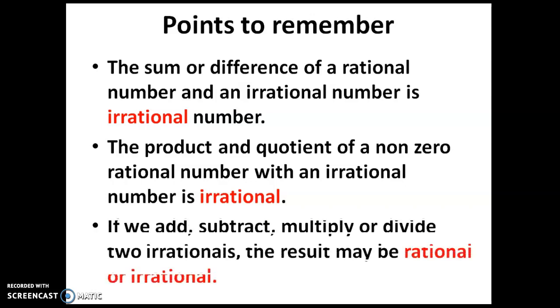The next one: the product and quotient of a non-zero rational number with an irrational number is an irrational number. If you multiply or divide a rational number with an irrational number, the result is an irrational number. Last one: if we add, subtract, multiply or divide two irrationals, the result may be rational or irrational. Not rational and irrational, but two irrationals, both irrational, the result may be rational or irrational, both are possible.